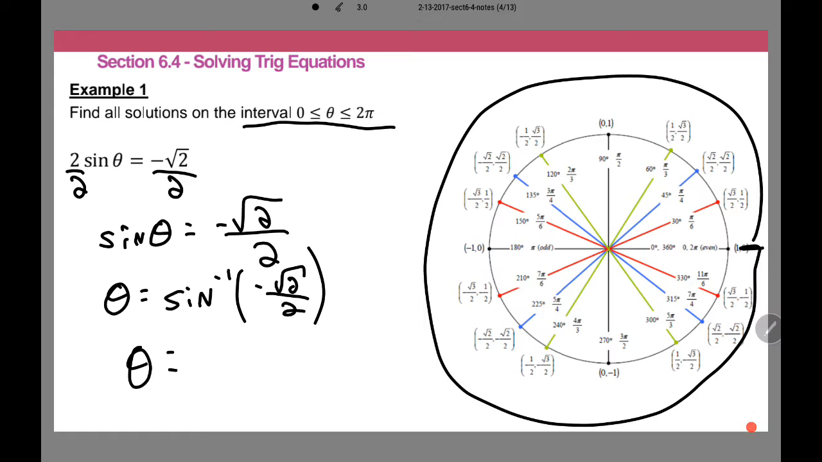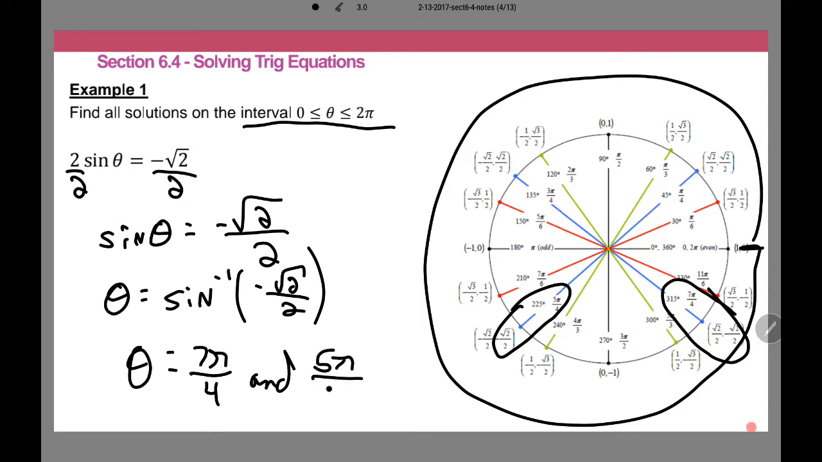So we need to find values on our unit circle where the sine is equal to negative square root of 2 over 2. In this case, there's one down here at 7 pi over 4. And there's another one. Negative square root of 2 over 2 happens at, I wrote that first one down backwards. It's 5 pi over 4 and 7 pi over 4. Alright.